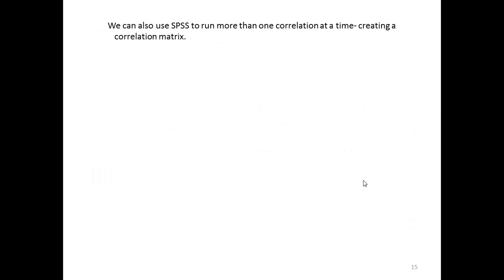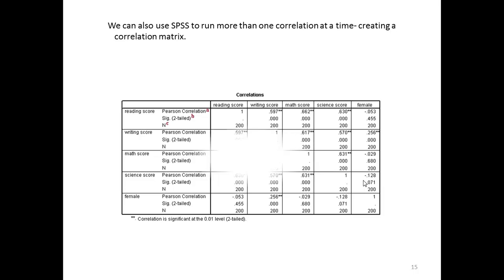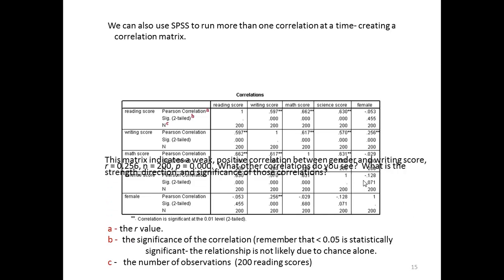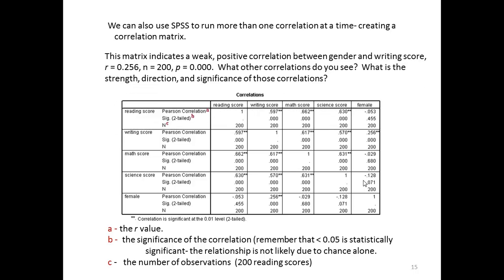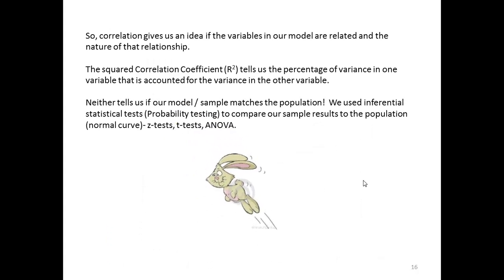You may also remember this particular slide from an earlier presentation, a correlation matrix. This is where we can look at more than one comparison at a time. It's still a bivariate comparison, but we're simply doing multiple comparisons. So correlation gives us an idea if the variables in our model are related and the nature of the relationship. The correlation coefficient tells us the percentage of variance in one variable that's accounted for by the variance in the other. But neither tells us if our model or our sample matches the population.